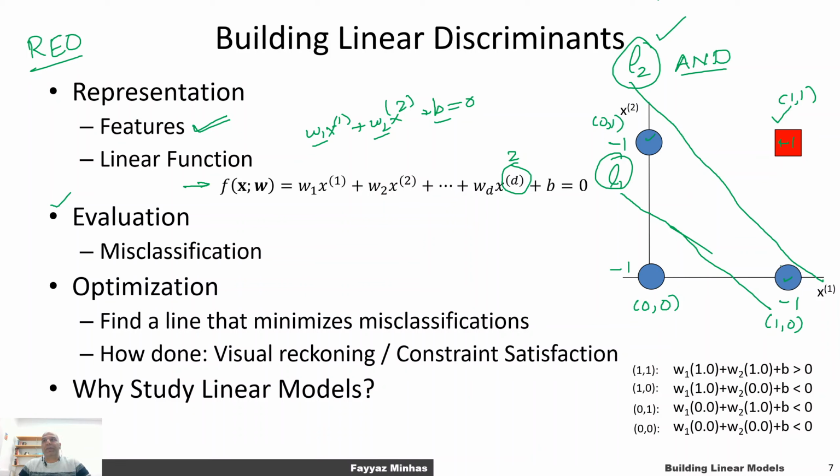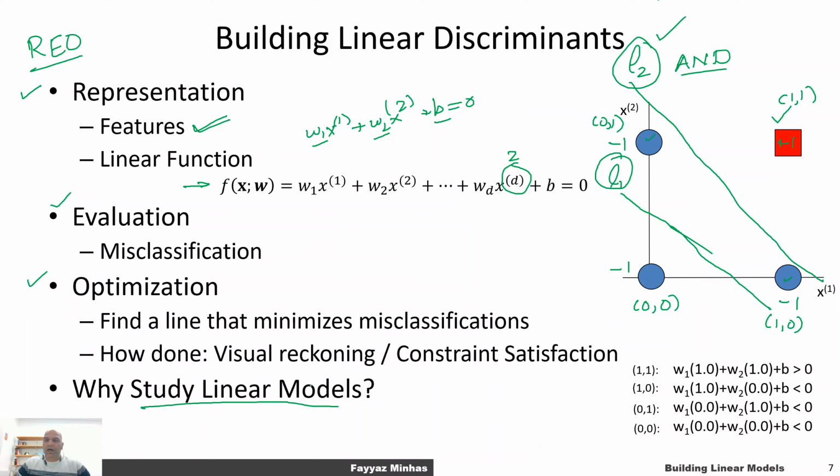And we did this optimization, or finding these parameter values, W1, W2, and B, using visual reckoning or geometry or constraint satisfaction. So we have essentially covered all the basic requirements, R, E, and O, of building a machine learning model. And we've already discussed why we are interested in studying these linear models, because they give us a very rich theoretical understanding, a theoretical background that allows us to build more complex models in the future.